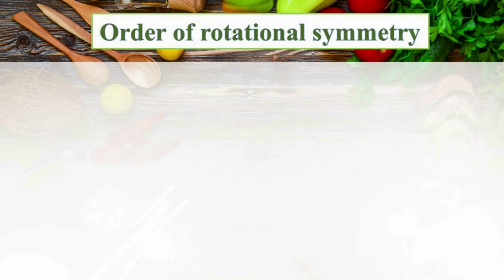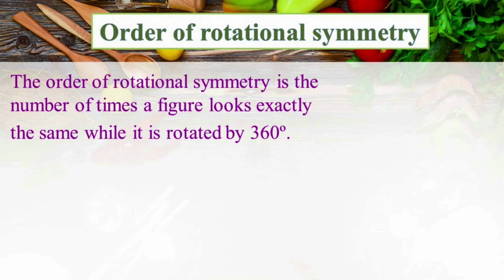Order of rotational symmetry. The order of rotational symmetry is the number of times a figure looks exactly the same while it is rotated by 360 degree. Here, on one full turn, on one full rotation, how many times did we get the original figure or original shape? That is called the order of rotational symmetry. If you know the angle of rotation of the figure, it will be easy to find the order of rotational symmetry of the given figure.